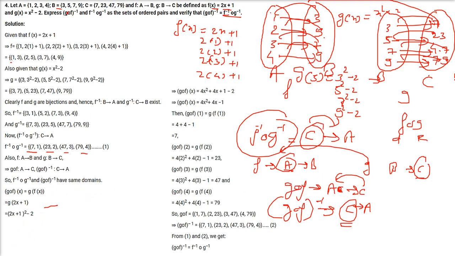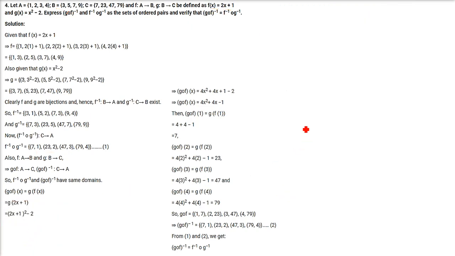Let me just clear it and I'll go for gof(x), and then we'll try to find out gof inverse, and then we'll try to equate it with f inverse operation g inverse. So g of f(x), gof(x). Why are we doing this? Because it is already asked in the question. So f inverse operation g inverse we have already found. Gof inverse: first gof(x), g of f(x).